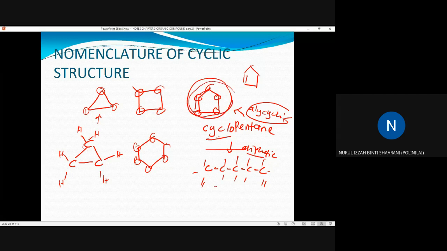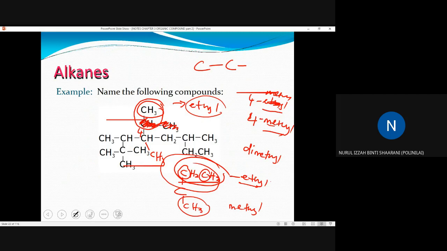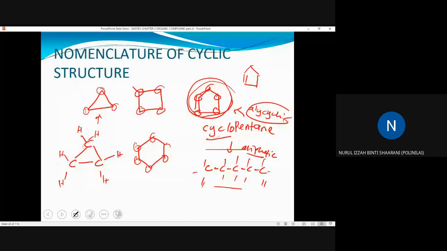In aliphatic, we don't have cyclo. We just name it as before, like the compounds we named earlier: pentane, hexane, heptane. There is no specific name for aliphatic. But for cyclic, we have to put the cyclo name in front of the parent chain: cyclopentane, cyclohexane. So if it is 6 carbons, cyclohexane. So cyclohexane, cyclopentane, cyclobutane, cyclopropane.